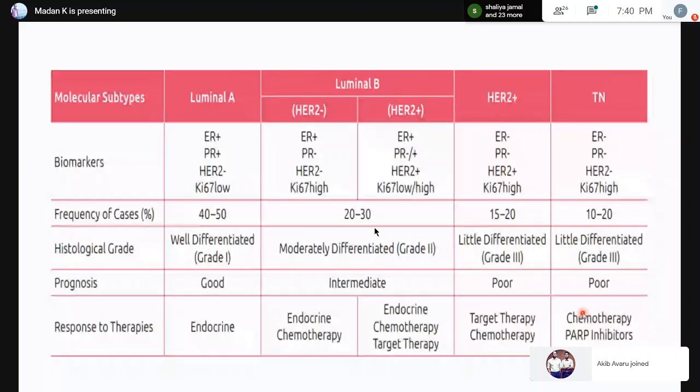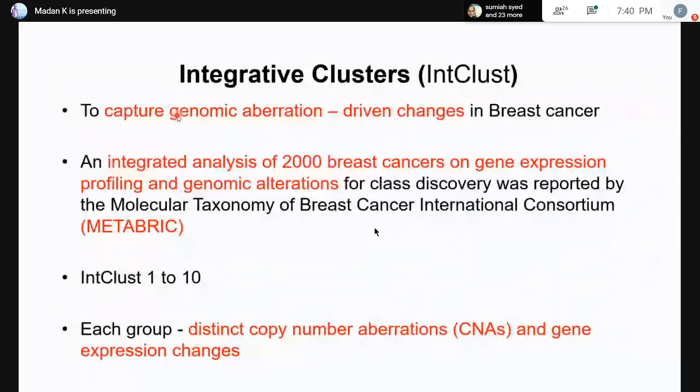This was developed to capture genomic aberration-driven changes in breast cancer. The Metabric group performed an integrated analysis of 2000 breast cancers using genomic expression profiling and genomic alterations, and arrived at these integrated clusters. They divided the breast cancers into 10 groups, from 1 to 10. Each group has distinct copy number aberrations and gene expression changes.